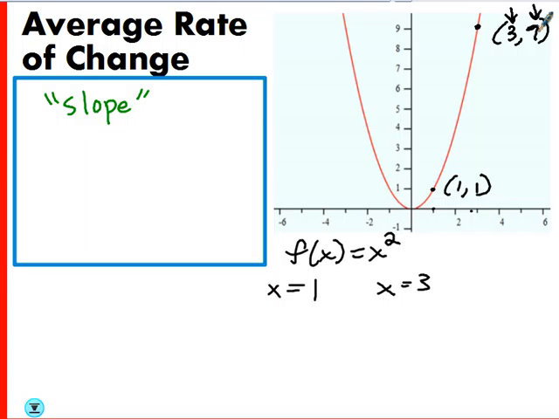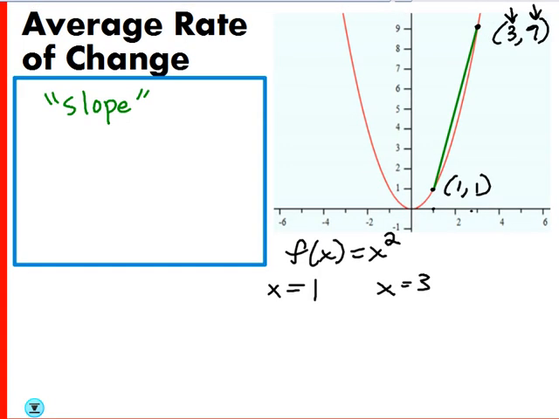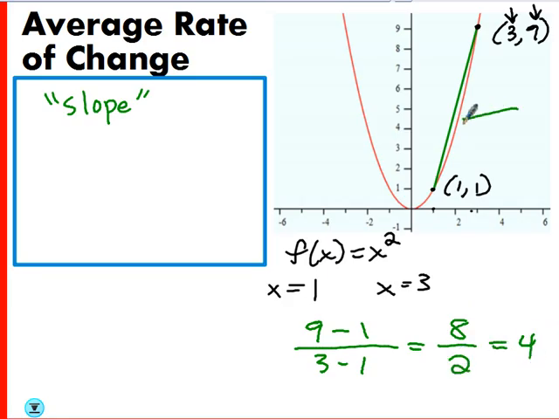Now to find the average rate of change between those two points, which I'll represent with a green line here, I'll draw a green line between those two points. To do that, I'm just going to use the same old slope formula that you know and love. You take y2 minus y1, so 9 minus 1, those are the two y values. Take the two x values, 3 minus 1, and you get 8 divided by 2, and that would get you 4. So the average rate of change, the slope of this green line here, is 4. Slope of 4.